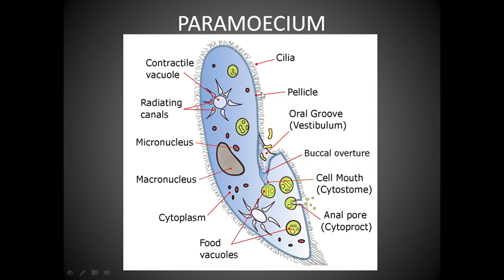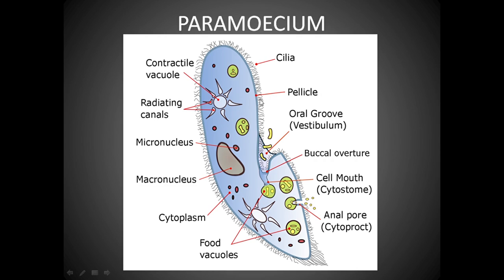Then one important labeling here is that of the cilia. Now what are cilia? As you can see in this picture, they are the hair-like structures present throughout the surface of this organism. This hair-like structure is called cilia. The cilia help in the movement of the paramecium. It will move forward and backward, so that the paramecium can easily move from one place to another.